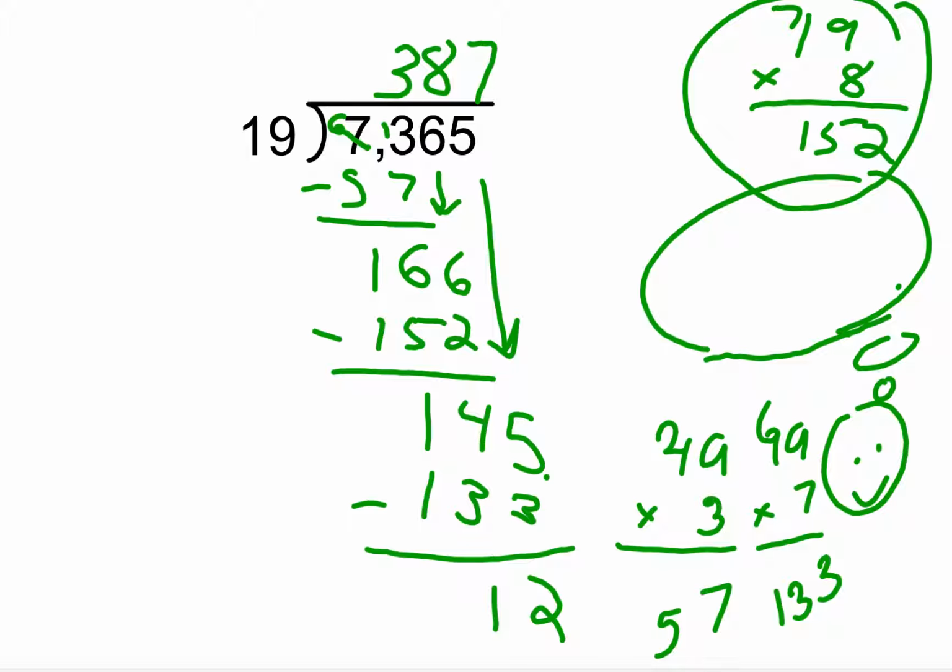There are no place values left to divide right here. So that means my final answer is 387, remainder 12. You can do this.